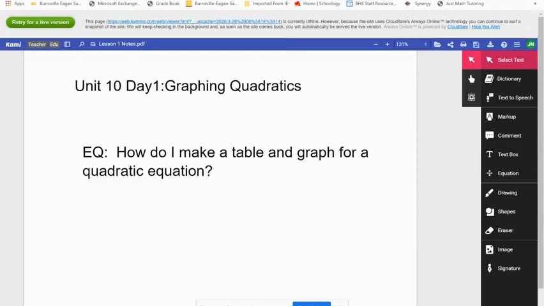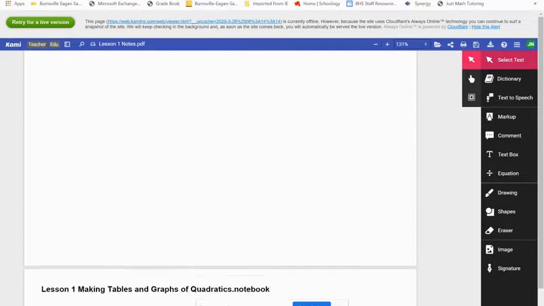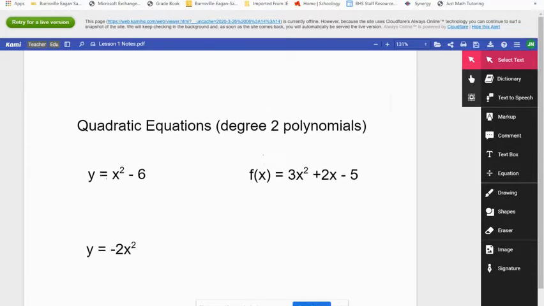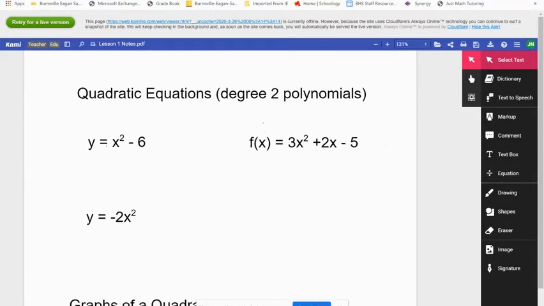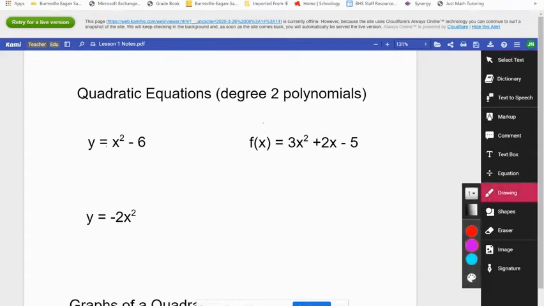We'll be talking about graphs of quadratics, and our essential question for today is, how do I make a table and a graph for a quadratic equation? The first thing I want to take a look at is, remember, what does a quadratic equation look like? Quadratic equations are degree 2 polynomials. So we want to make sure that in our equation, our largest exponent is x squared. And so all these are quadratic equations.